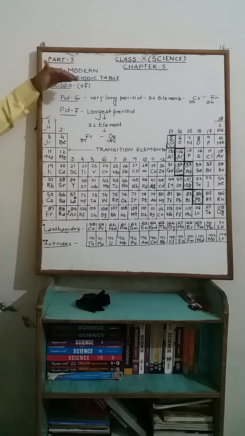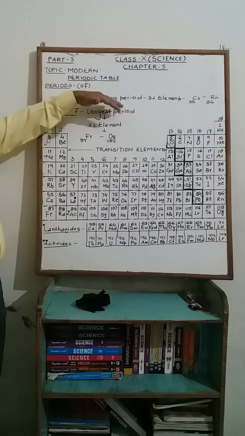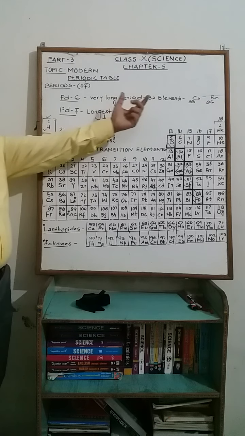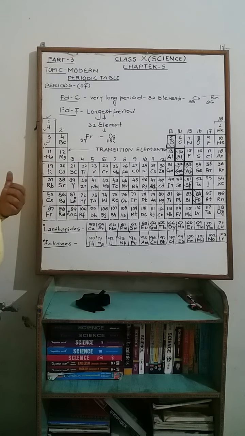So period 6 is the very long period. Period 7 is the longest period. Till now, these two periods have 32 elements each.